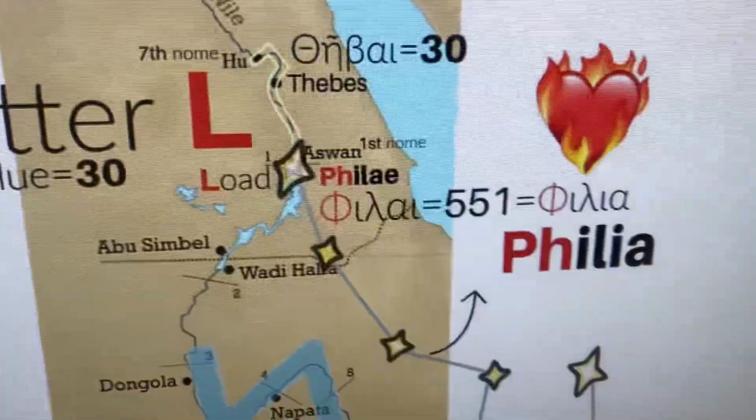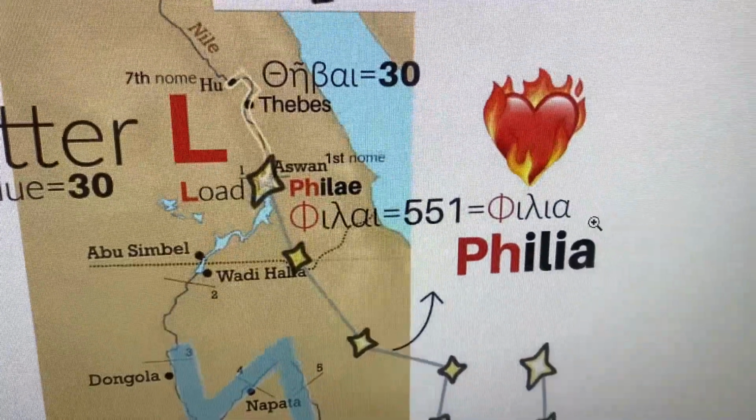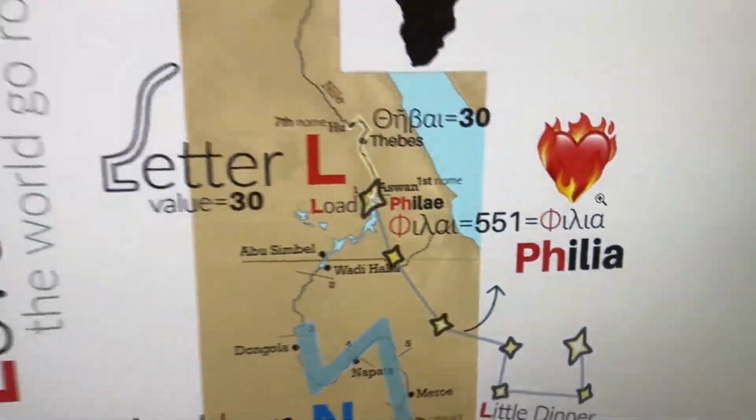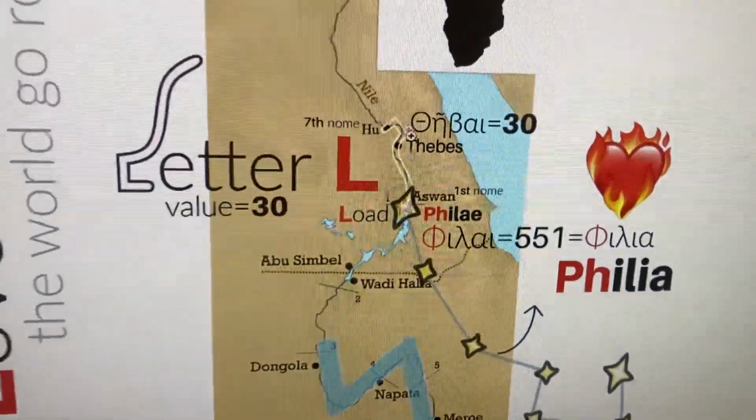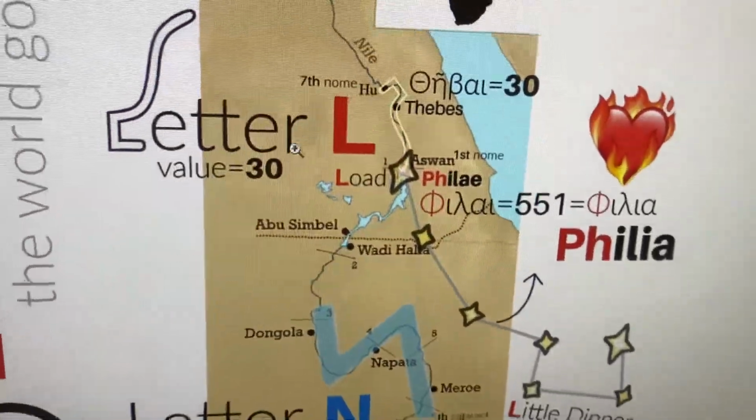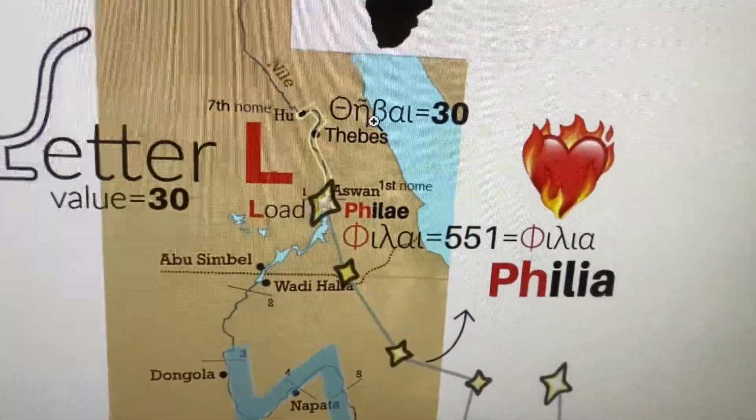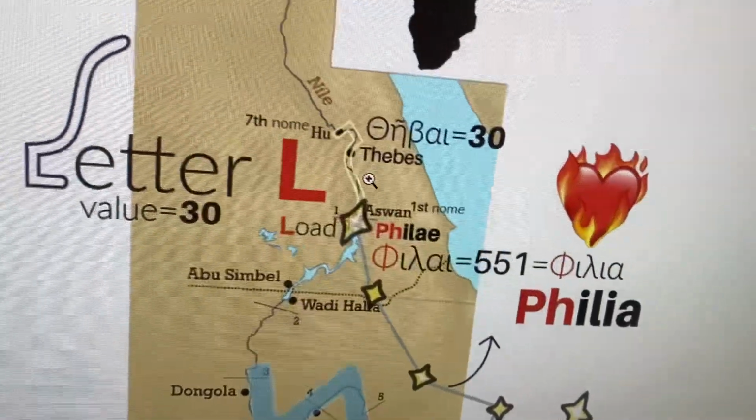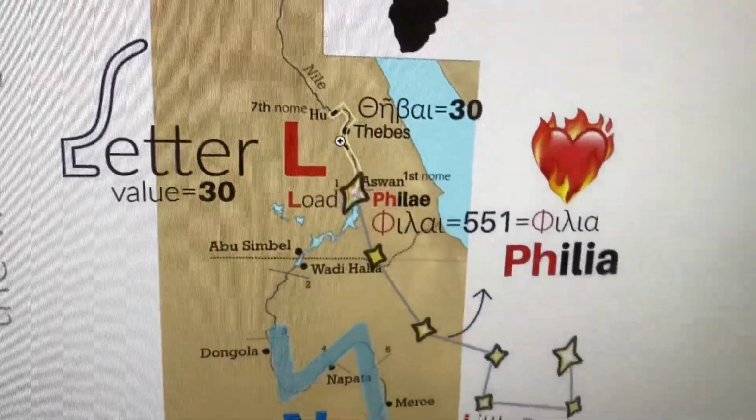So we have Philae Island, which means Philia, or love, in Greek. Its shape is the origin of letter L, and the value of letter L is a cipher for Thebes, which is the main capital of Upper Egypt.